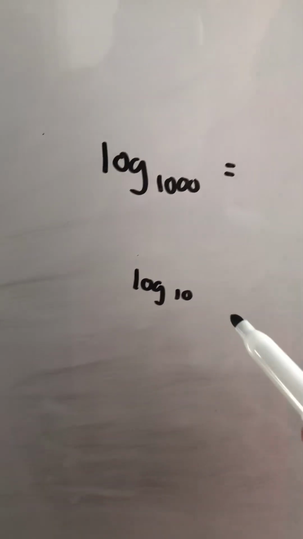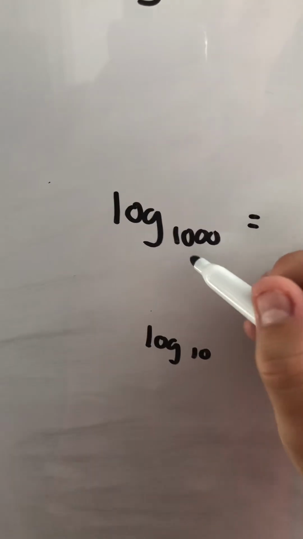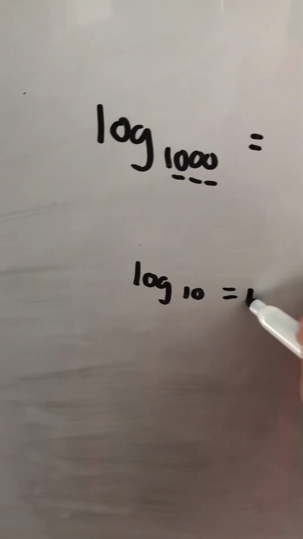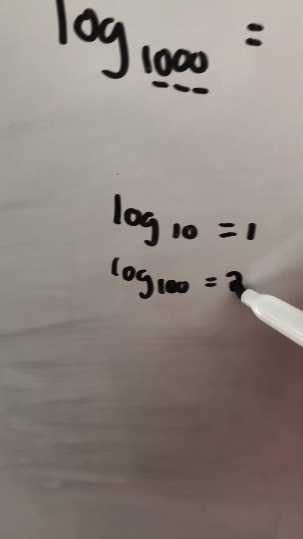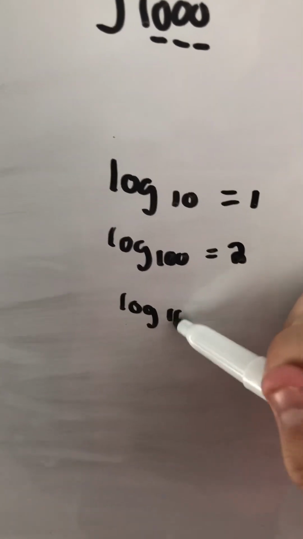Alright, how about this one? Log base 1,000. So using the property of logs where log base 10 is a generic logarithm, right? With no other base. What I'm going to do here is count the number of zeros I have. So 1, 2, 3, I have 3 zeros. Because log base 10 is 1, right? Log base 100 is 2. Log base 1,000 would be 3.